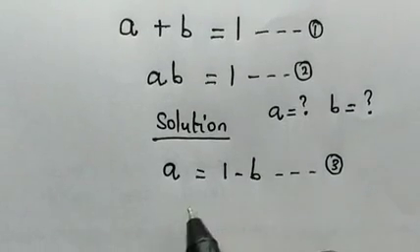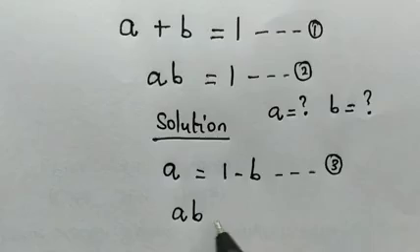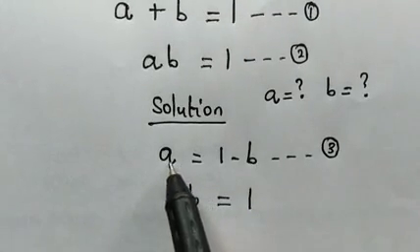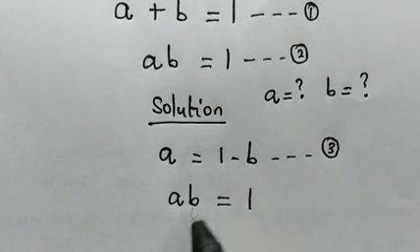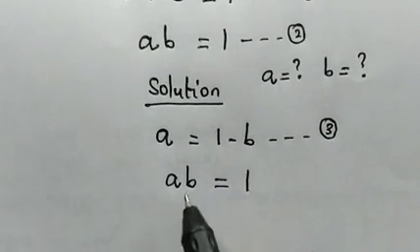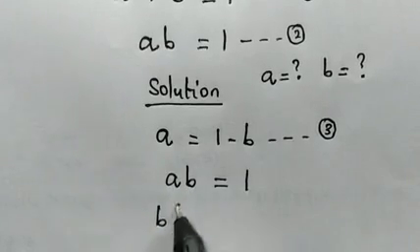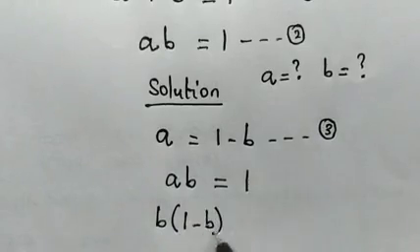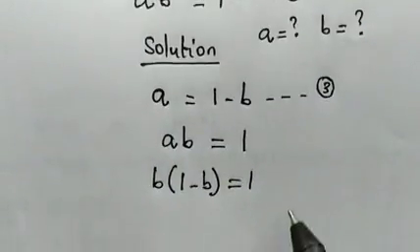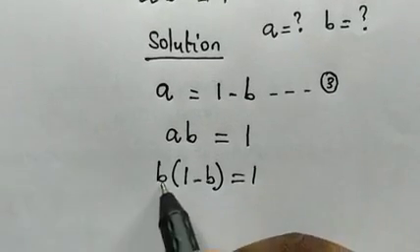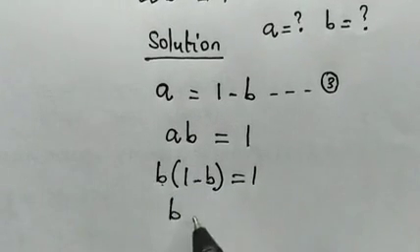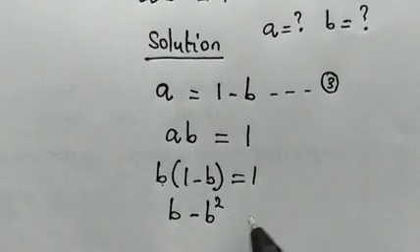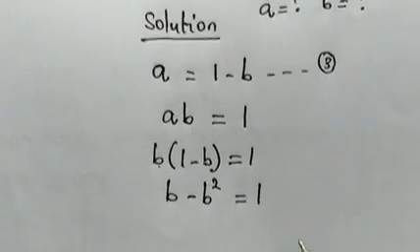Now from equation 2, we have a multiplied by b is equal to 1. Now we can plug in the value of a in terms of b in equation 2. So this will become b into bracket, the value for a in terms of b, which is 1 minus b, and this is equal to 1. Opening this bracket, b times 1 will give us b, b times negative b will give us negative b squared, and this is equal to 1.